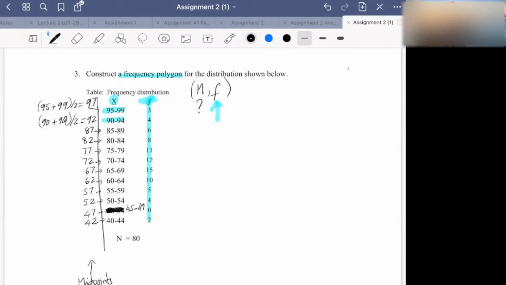But in order for you to complete a frequency polygon, you also need to have the midpoint of the interval that is below the interval 40 to 44, so that you can anchor the polygon down to the horizontal axis later. So how do you find that class midpoint of the interval that is below the interval from 40 to 44?